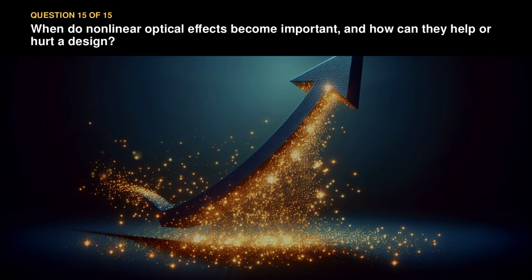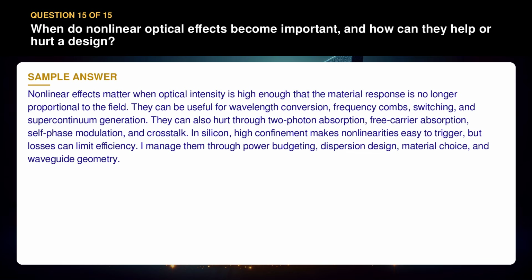Question 15. When do nonlinear optical effects become important, and how can they help or hurt a design? Nonlinear effects matter when optical intensity is high enough that the material response is no longer proportional to the field. They can be useful for wavelength conversion, frequency combs, switching, and supercontinuum generation. They can also hurt through two-photon absorption, free carrier absorption, self-phase modulation, and crosstalk. In silicon, high confinement makes nonlinearities easy to trigger, but losses can limit efficiency. I manage them through power budgeting, dispersion design, material choice, and waveguide geometry.